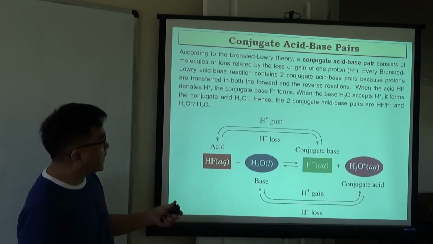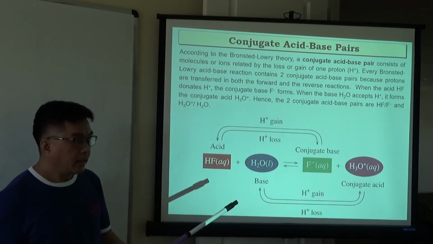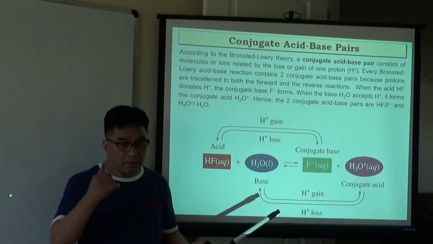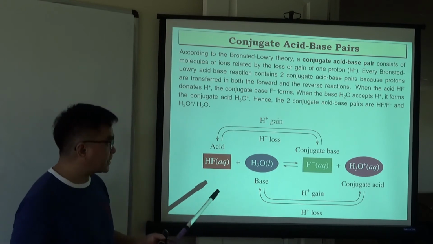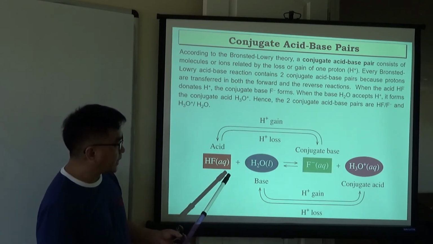Okay, conjugate acid-base pairs. In any Brønsted-Lowry acid-base reaction, there are always two conjugate acid-base pairs. Okay, so let's look at this example here.